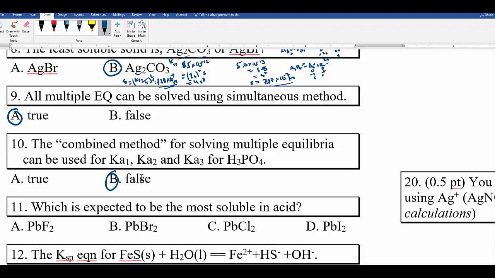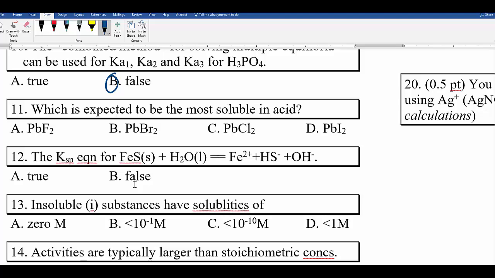It's false. Which is expected to be the most soluble in acid? Well, the most soluble in acid, because we're looking at bases. But as you recall, chloride is the conjugate base of a strong acid. It's too weak to be basic. And so even though, yes, that is technically a base, we never consider it as a base. We consider it as neutral. Same thing with bromide, we have hydrobromic acid. Iodide, we have hydroiodic acid. And so these are all kind of neutral.